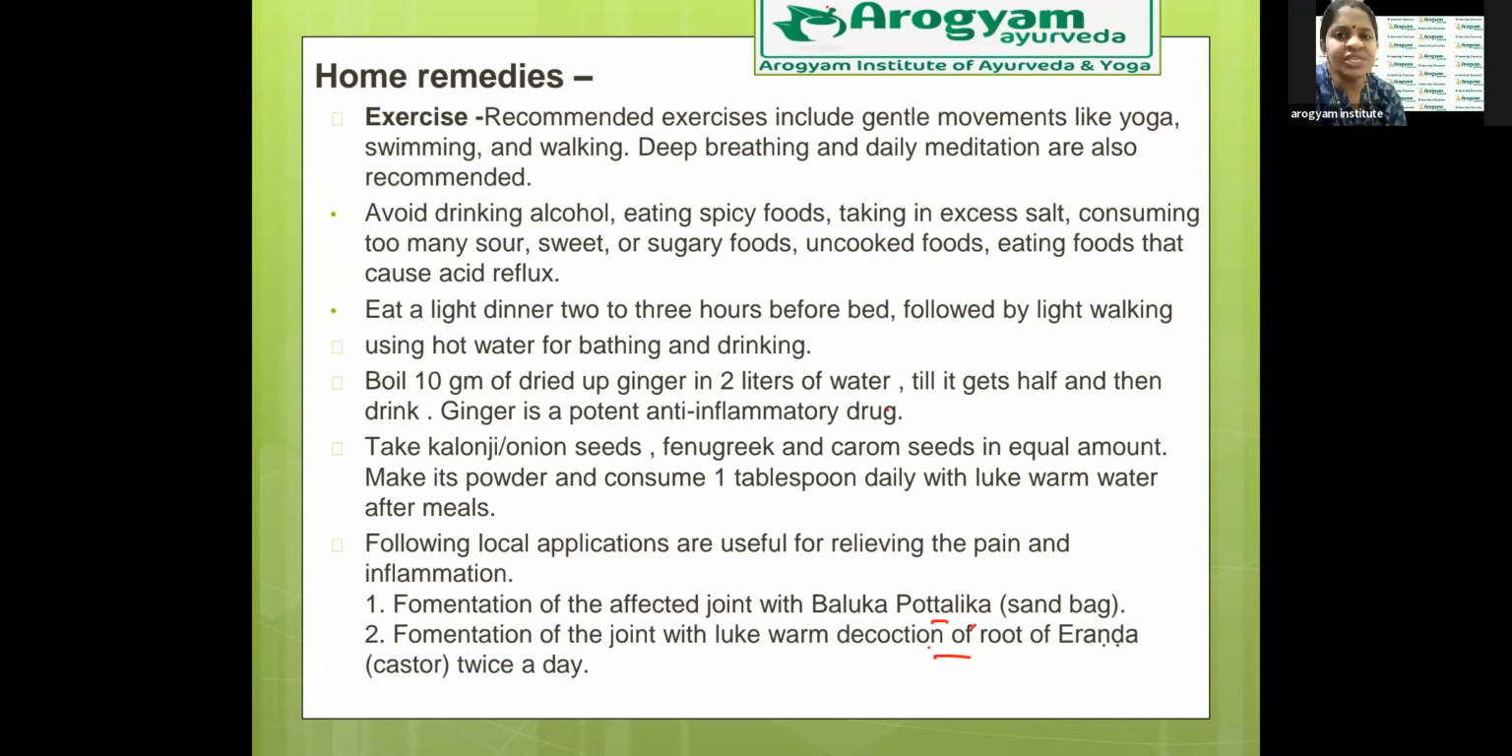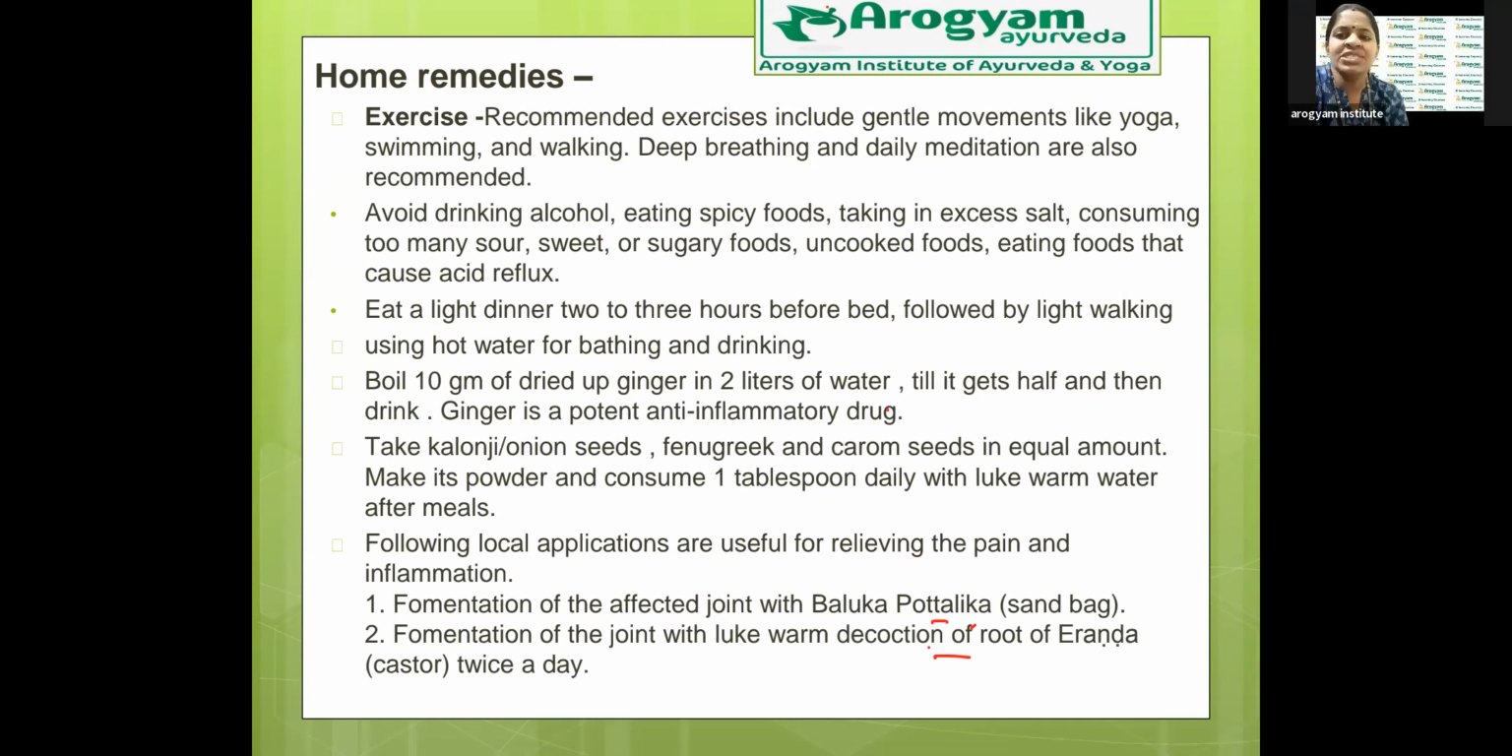Take kalonji or onion seeds, fenugreek and carom seeds in equal quantity. Make a powder and consume 1 tablespoon daily with lukewarm water. See, this is a very good recipe that can be followed and that can be administered to others also.